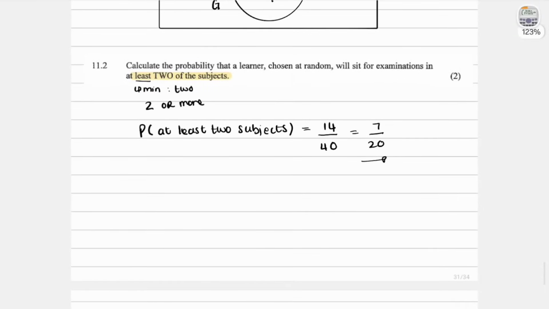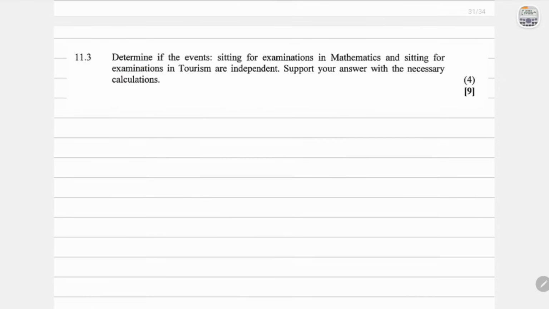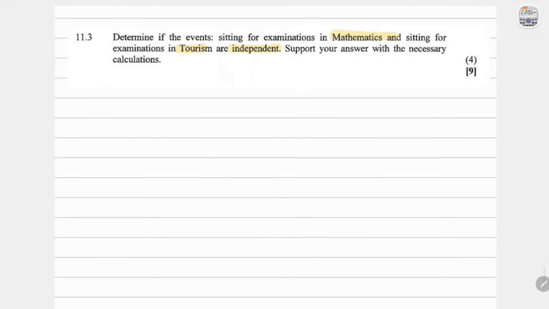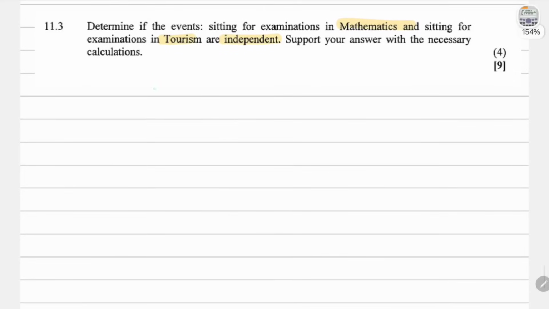Okay, moving on to the next question. Question 11.3 says, determine if the events sitting for examinations in mathematics and sitting for examinations in tourism are independent, and then support your answer with the necessary calculations. Okay, so we're going to have to use the formula for independent events.